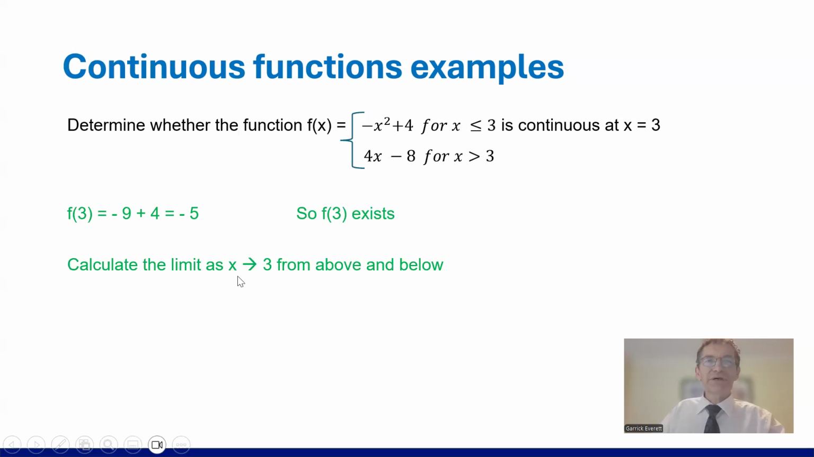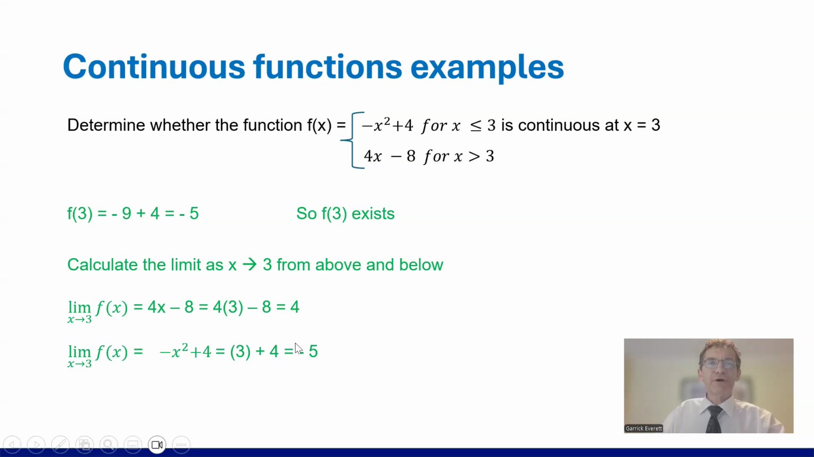So now we're going to calculate the limit as x approaches 3 from above and below. So we know we've got a limit there of minus 5 as it approaches 3. And from the other side, we're going to the other section where it's approaching 3, not quite equaling 3. We get to 4. And so we've got 4 and minus 5. So therefore, it's not a continuous function because they don't approach the same number from above and below. Sorry, my apologies, so from below is this and from above is this.